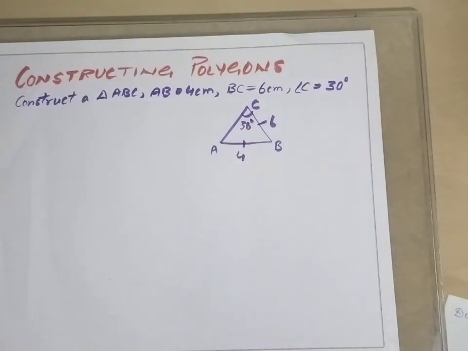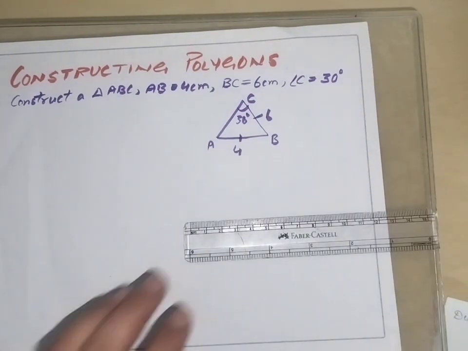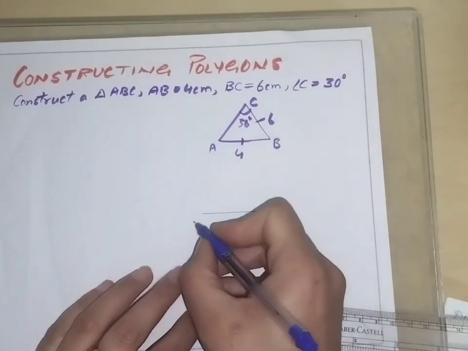Why should we draw a dummy? Because the dummy helps us decide the path of action, how we should start constructing the triangle. We cannot randomly start constructing a triangle. For example, if we start like this, AB should be 4 centimeter, so we keep a scale and draw AB equals 4 centimeter like this.